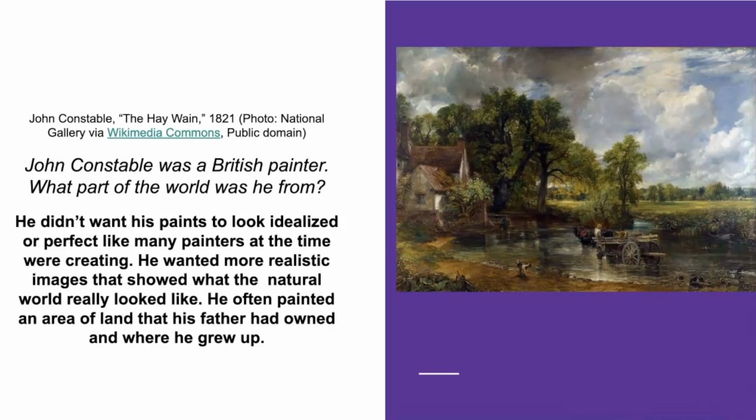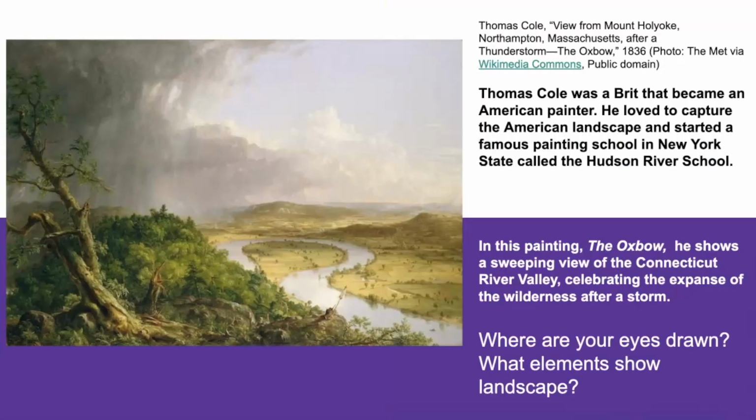And he loved to paint this area of land that his father had owned and where he grew up, which is what this is showing. Again, try to find the foreground, which is the land closest to us, the middle ground, which is the land sort of a little bit farther away, and then the background, which is the land that's much farther away. Do you notice the weather and the sky? Think about that term landscape and what all the things that it incorporates.